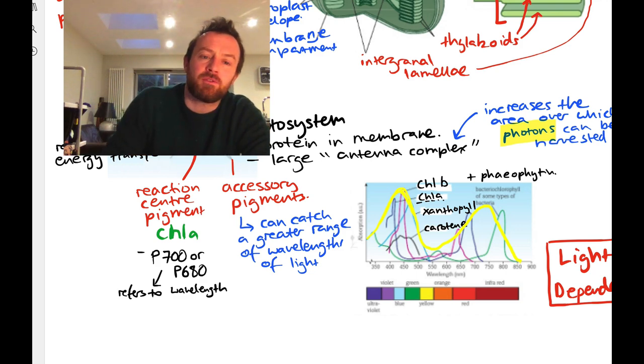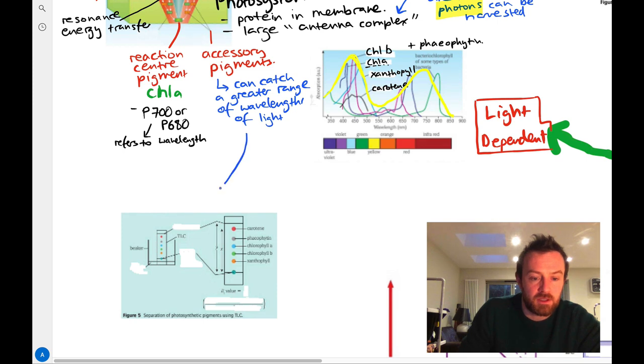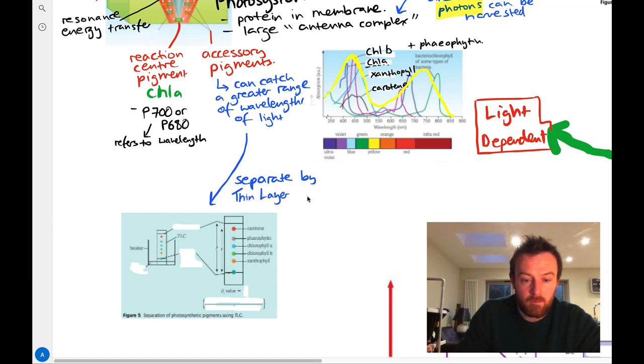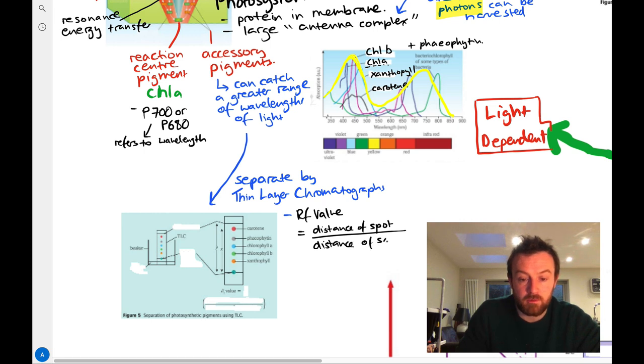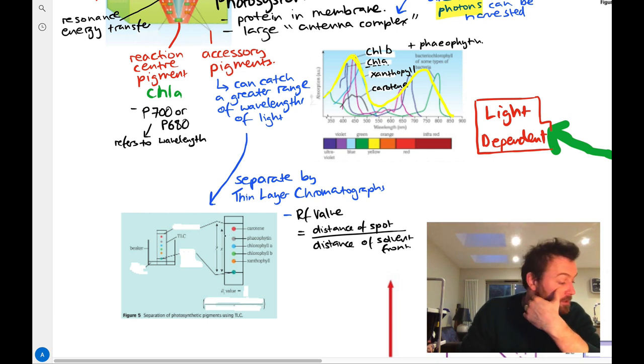How do we know about all these different pigment molecules? Well, we can separate them by chromatography, so that's what this shows down here. And let's give it its proper term, thin layer chromatography, TLC. Remember that the RF value equals distance of the spot over distance of the solvent front. And different pigments will have different RF values.